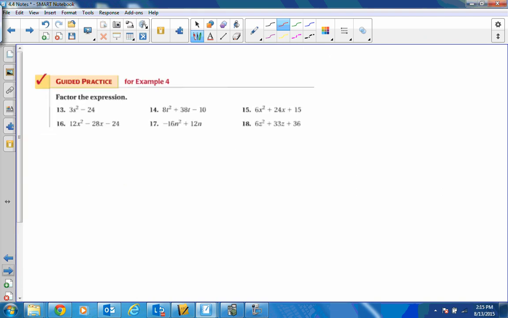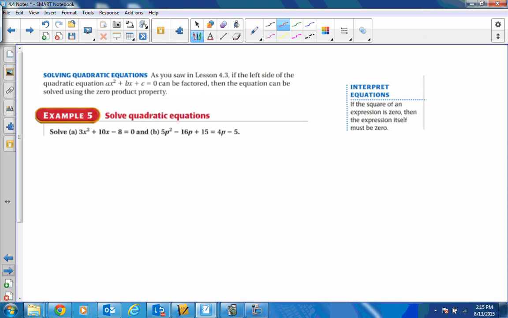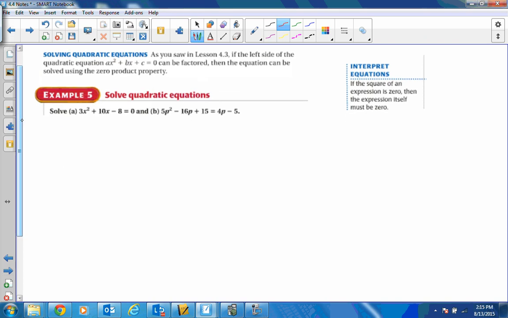All right, so make sure you factor out the common monomial on these ones, and then see if you can factor further, either by using the AC method, or difference of two squares, or perfect square trinomial, to simplify it all again. Okay, so you can solve quadratic equations using this method. Pretty much the same thing, just factor and set both parts equal to 0.